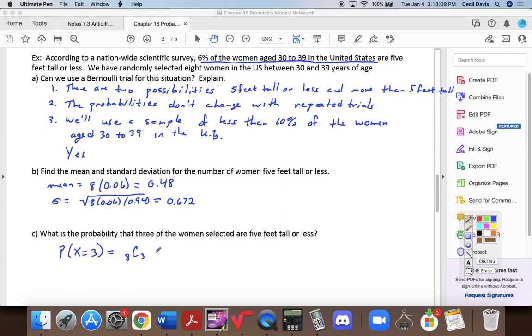How many ways can you get 3? Times 0.06 to the third times 0.94 to the fifth. And that's 0.009. So very, very small.